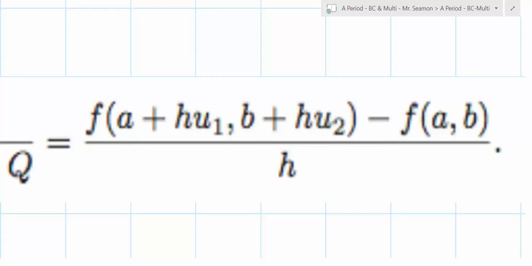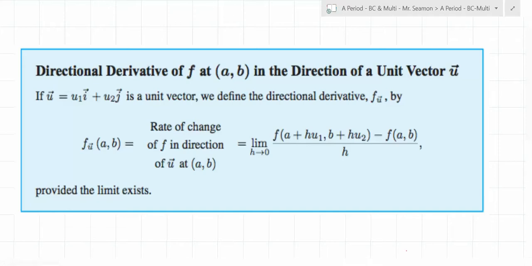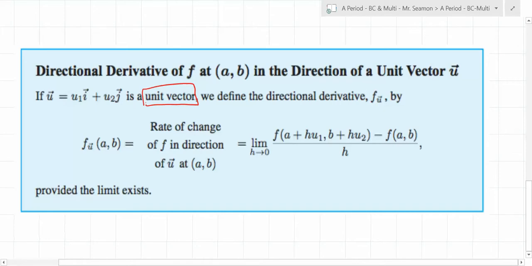Now we're going to put some specific limitations on this so we can keep the notation as clean as possible, because the notation can get stupidly complicated. You're not going to have to write that out every time you want to find a directional derivative. So it says if u, defined as u1 i plus u2 j, is a unit vector, and I'm going to underline something super important here, a unit vector, we define the directional derivative f sub u. Nice, huh? You get to say that a lot in this class. By this, the rate of change in the direction of u at (a, b) is this difference quotient right here.